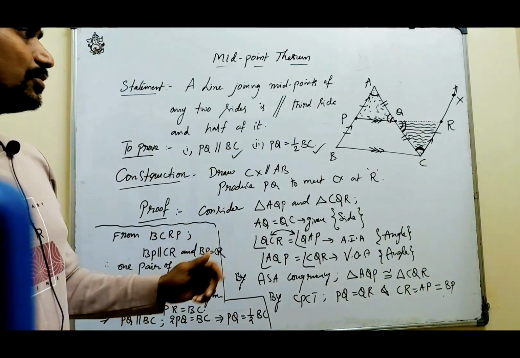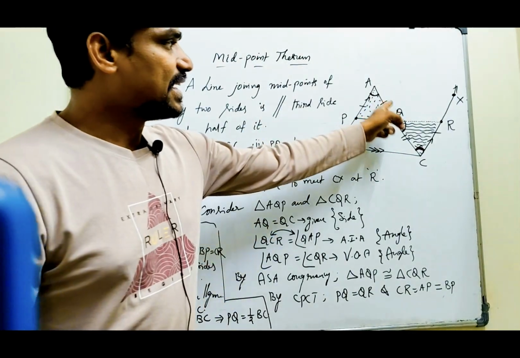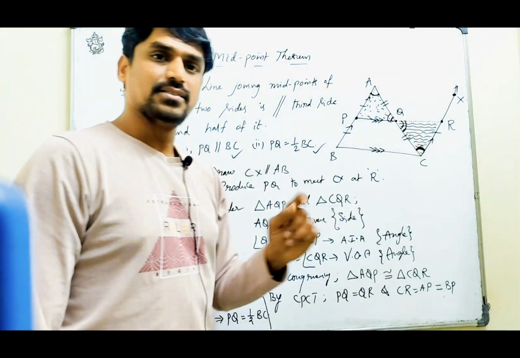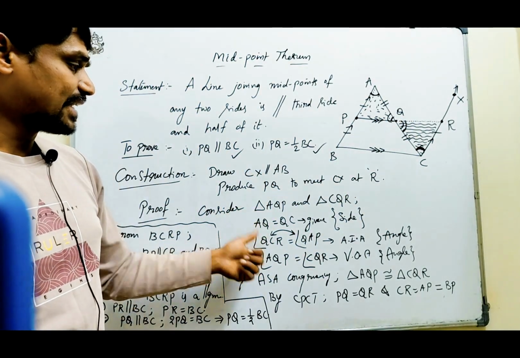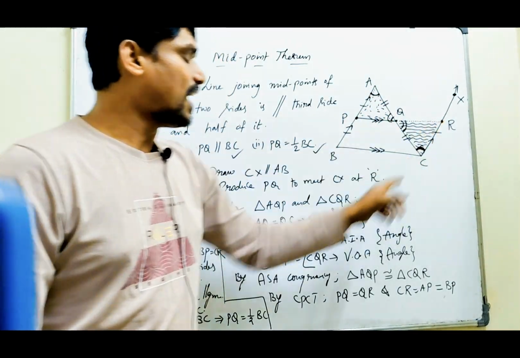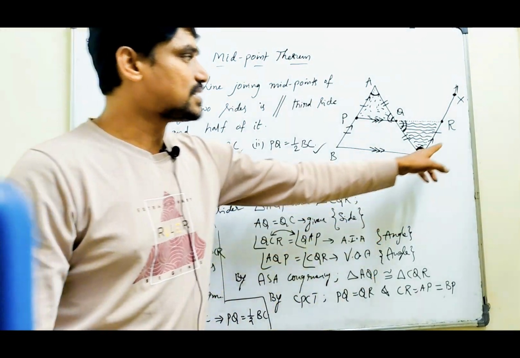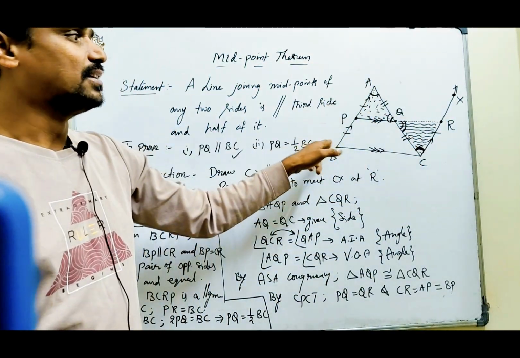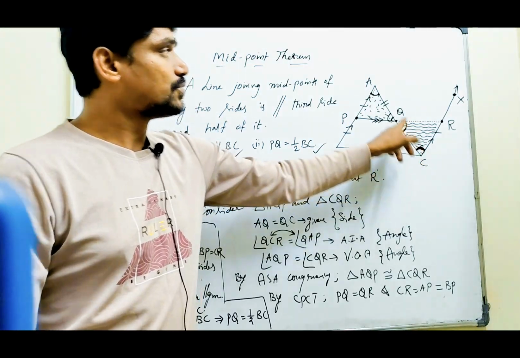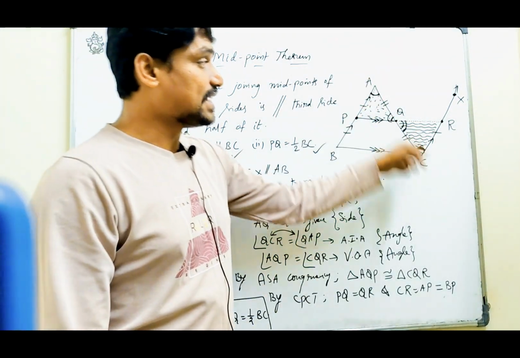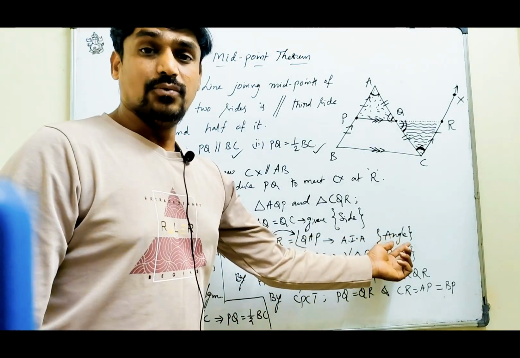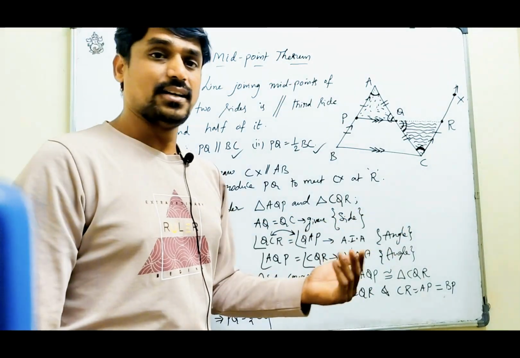If we consider those two triangles, AQ is equal to QC anyway, because Q is the midpoint of AC, so AQ is equal to QC. So one side we got. Next, QAP is equal to QCR, alternate interior angles, because we already know CX is parallel to AB, so CR is parallel to AP, and hence these two are alternate interior angles because AC acts as a transversal here. Okay, so one side and one angle we already got.